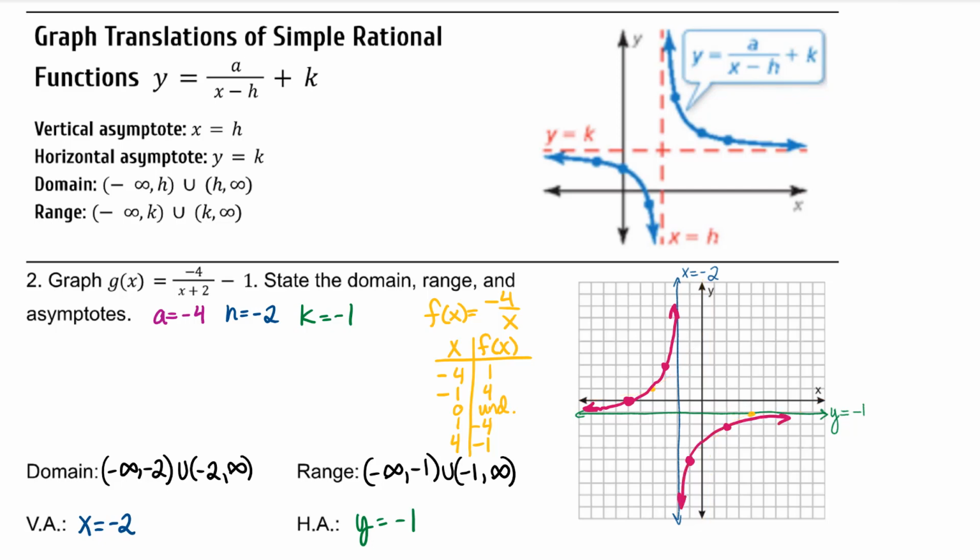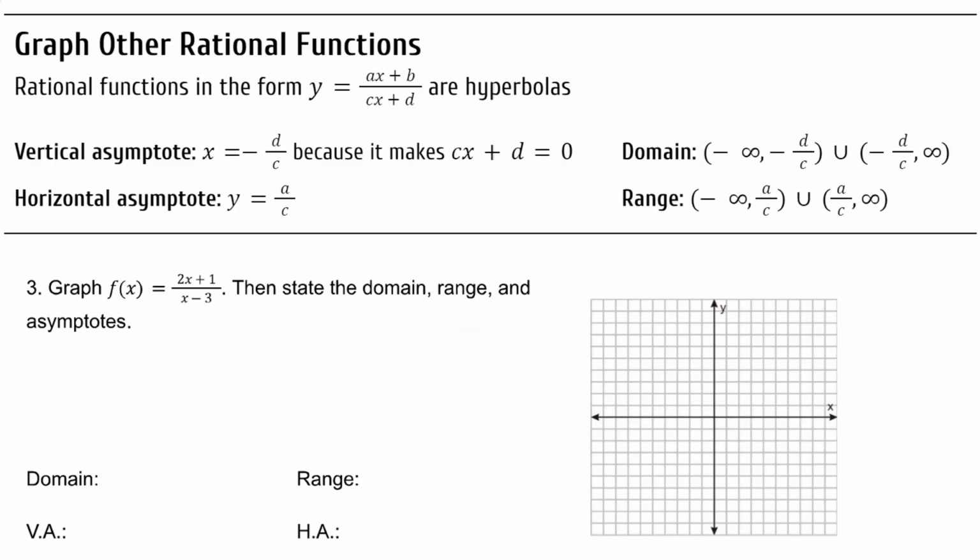And now we've graphed g of x. You could leave the graph of f of x on there. I just wanted to erase it, or most of it, so that you could see more clearly what g of x looks like. For graphing other basic rational functions, another would be a linear function over a linear function, as seen here.